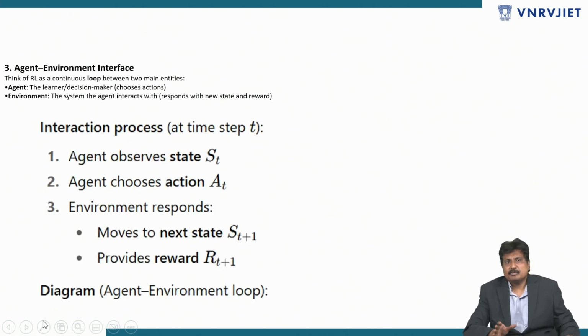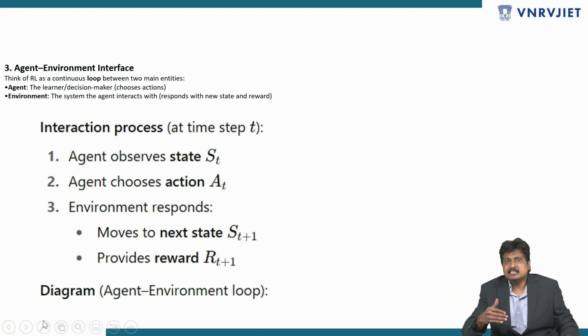The agent-environment interface. Think of RL as a continuous loop between two main entities: one is the agent and the other is the environment. The agent is the learner and decision maker, choosing actions, and the environment is the system the agent interacts with, which responds with a new state and reward.